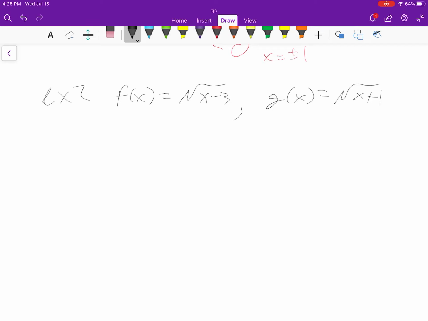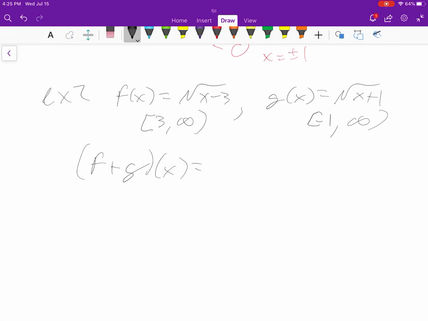And we know that even roots are such that they can't be negative on the inside. So we know the domain of f is everything that's 3 and greater, right? That's the domain of f. If you're less than 3, you're going to get a negative on the inside of the radical, of the square root. With g, you have to be greater than or equal to negative 1, because negative 1 is allowed: negative 1 plus 1 is 0, and the square root of 0 is still 0, but anything less than negative 1 isn't.